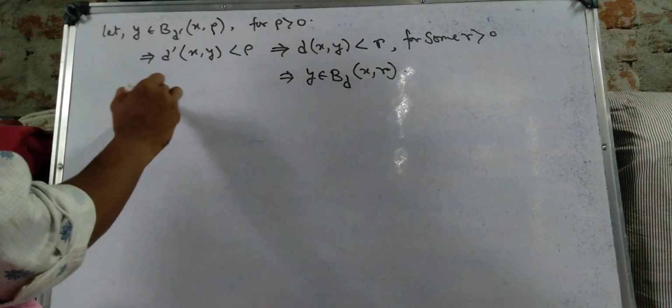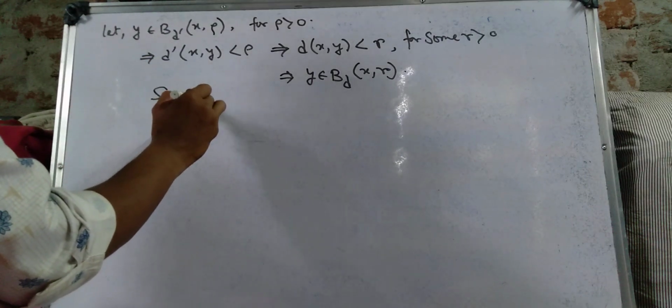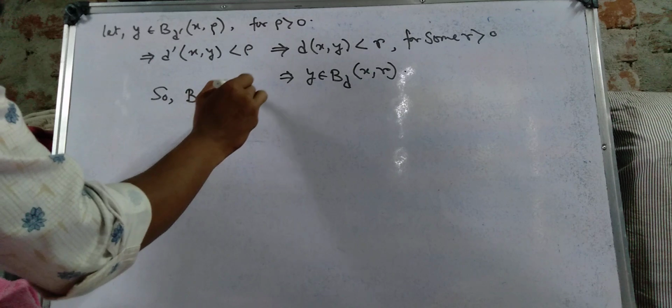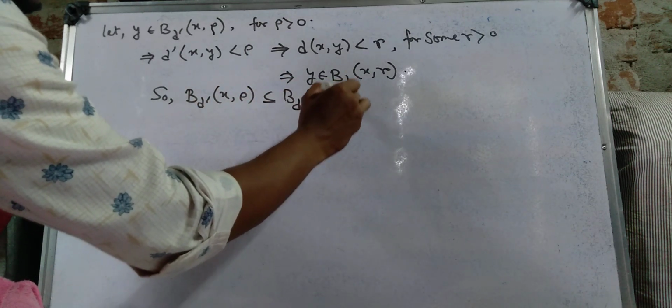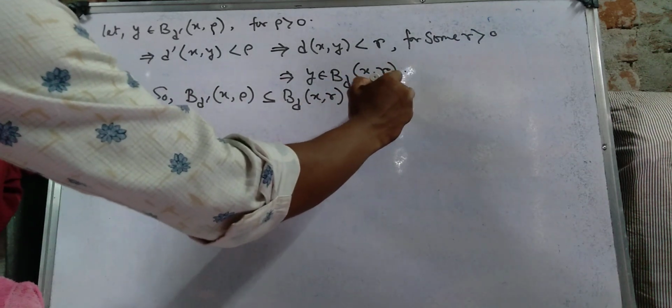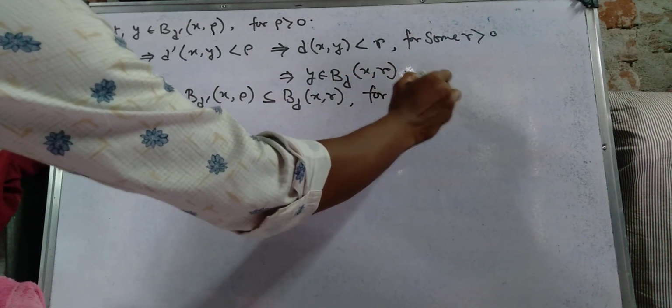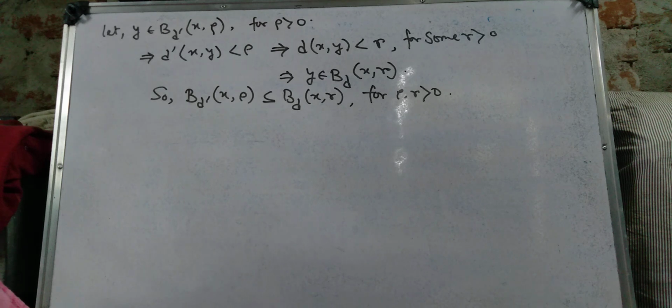So B_d'(x, ρ) is a subset of B_d(x, r) for ρ and r greater than 0.